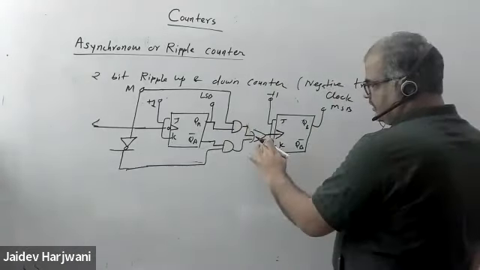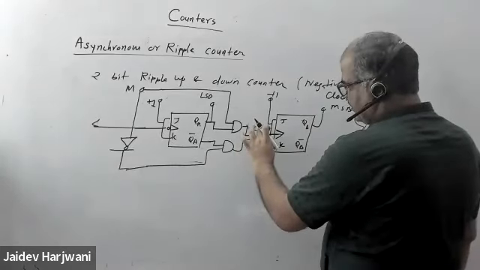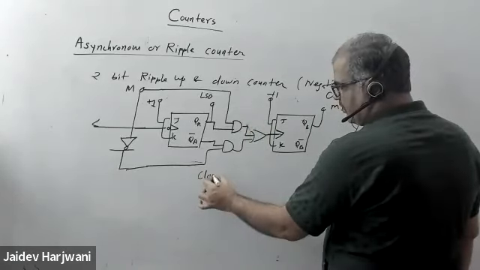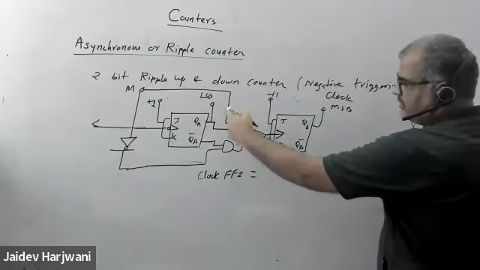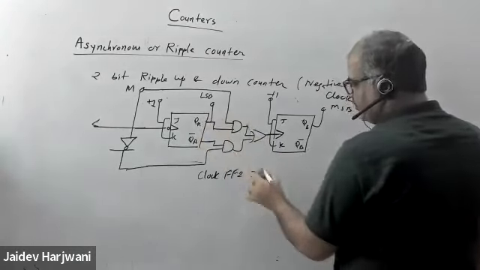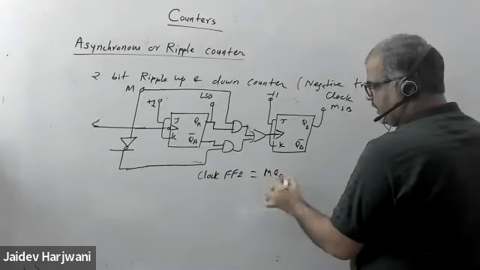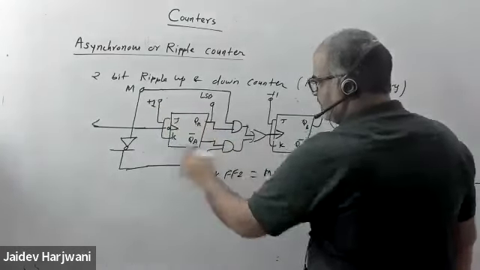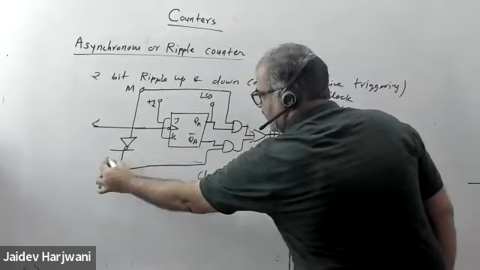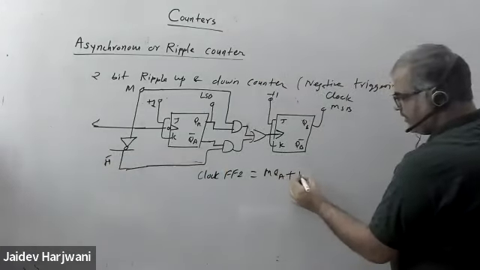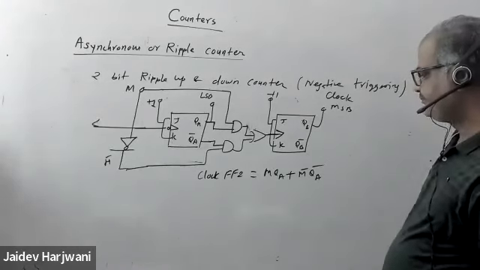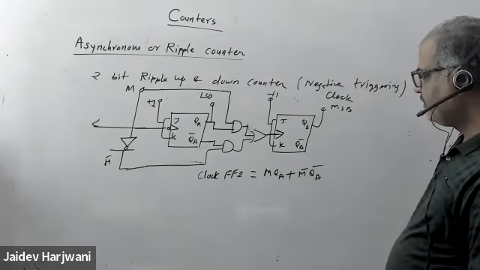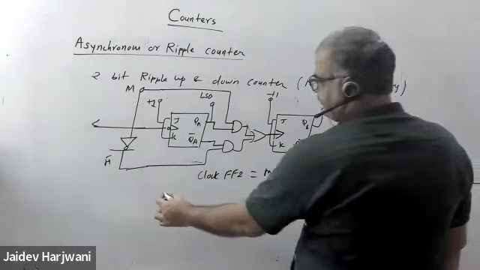Now here, what is the output? Here, what is the clock of F2? The clock of the second flip-flop is a function of M and Q: M into QA, and this M is coming, and this is coming M bar plus QA bar, isn't it? Okay. Now say I want to make a ripple up counter.